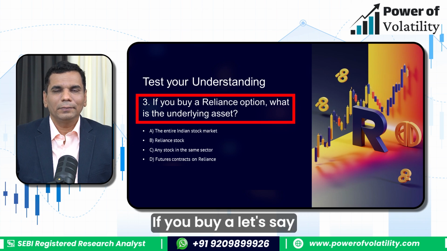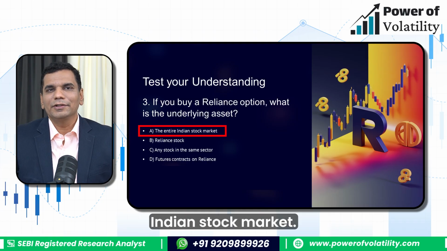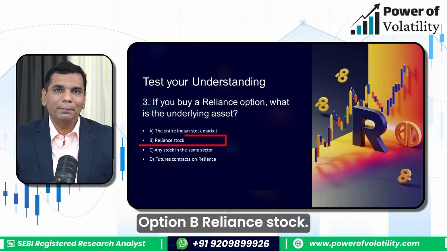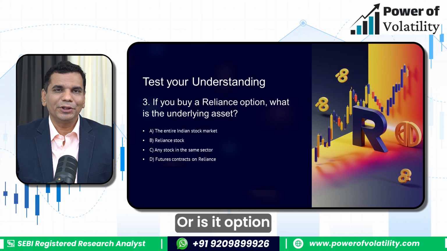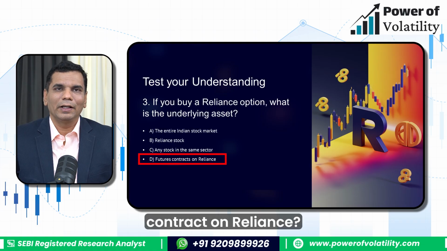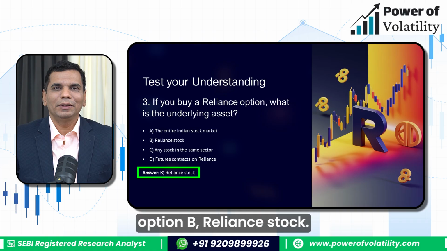Let's go to question number 3. If you buy, let's say, a Reliance option, what is the underlying asset? Option A, the entire Indian stock market. Option B, Reliance stock. Option C, the stock in the same sector. Or is it option D, a futures contract on Reliance? And the answer is option B, Reliance stock.